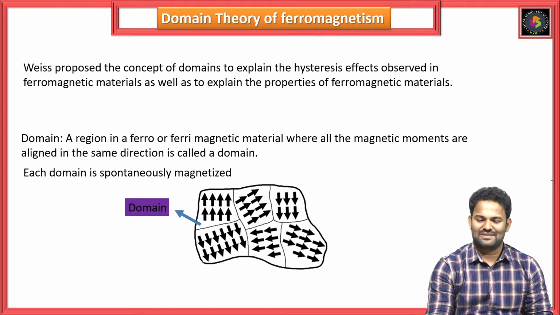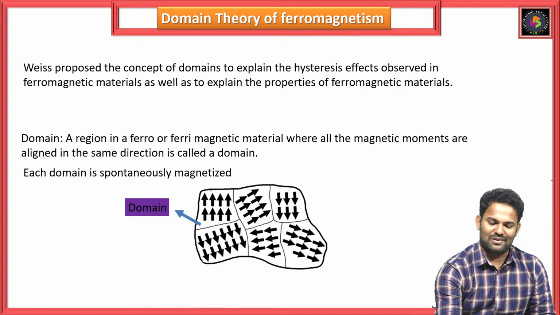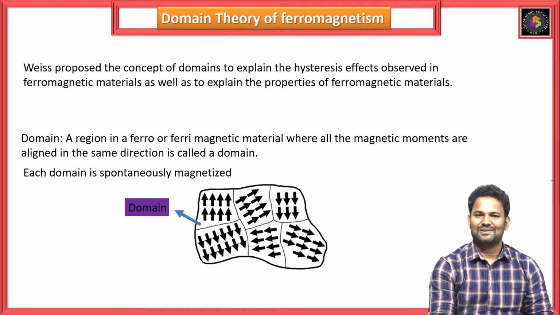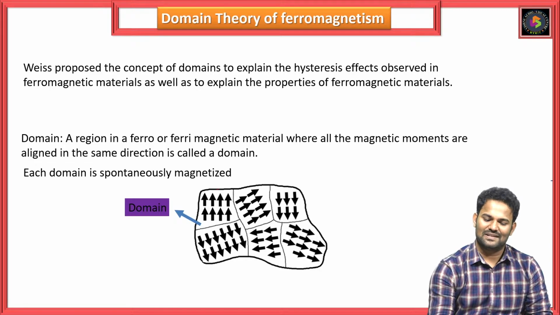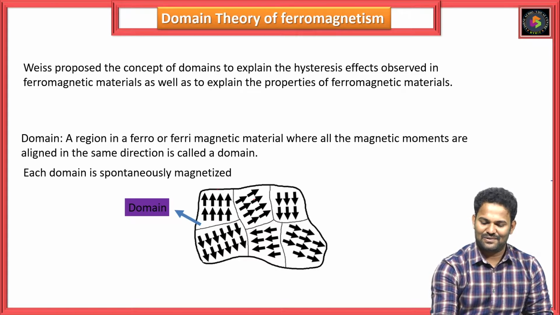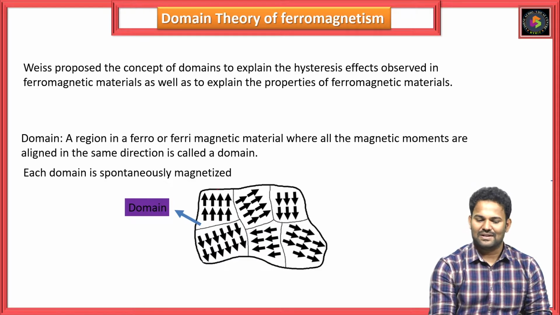Take an example: consider a forest with a boundary. We know there are lion zones, tiger zones, snake zones, and monkey zones. Everything is like a domain, and the monkeys are the aligned spin atoms. Similarly, if you consider a ferromagnetic material, all the magnetic moments in a region are aligned in the same direction. That is known as a domain.